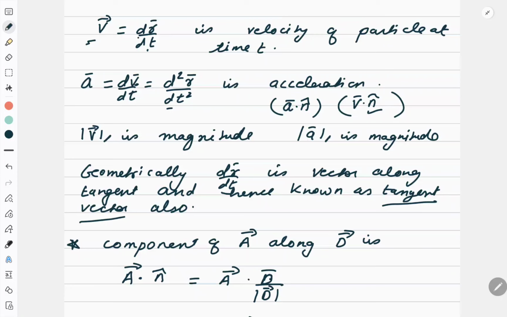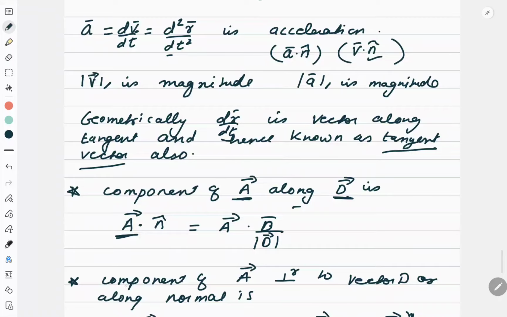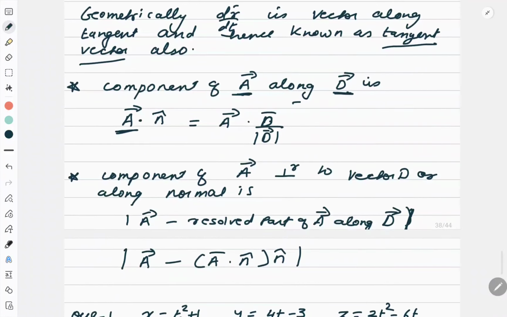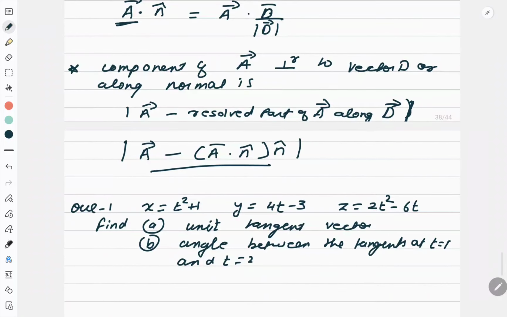This is the same thing: the component of any vector A along any direction D is given by the dot product of the vector and n cap. Now when I say the component of this perpendicular to the vector D, or along the normal to D, it is A minus the resolved part of A along D. So the direct formula I can use is this. So now let us apply these small concepts to the questions.